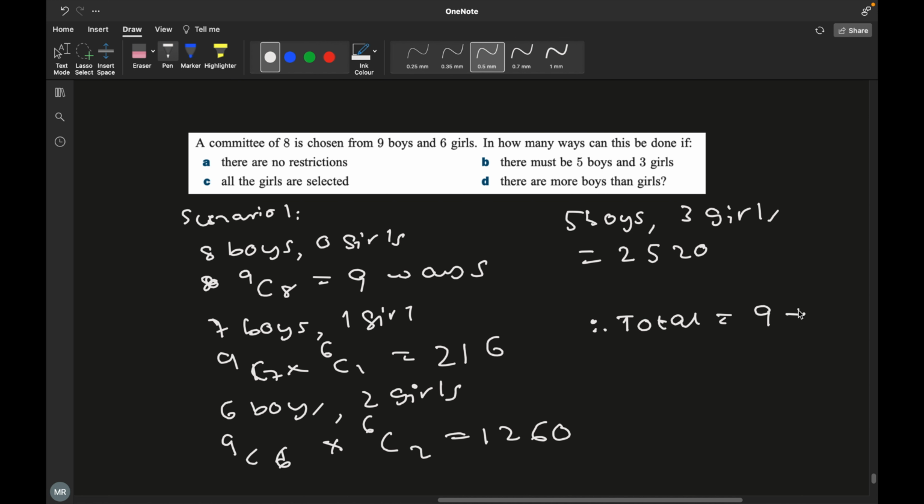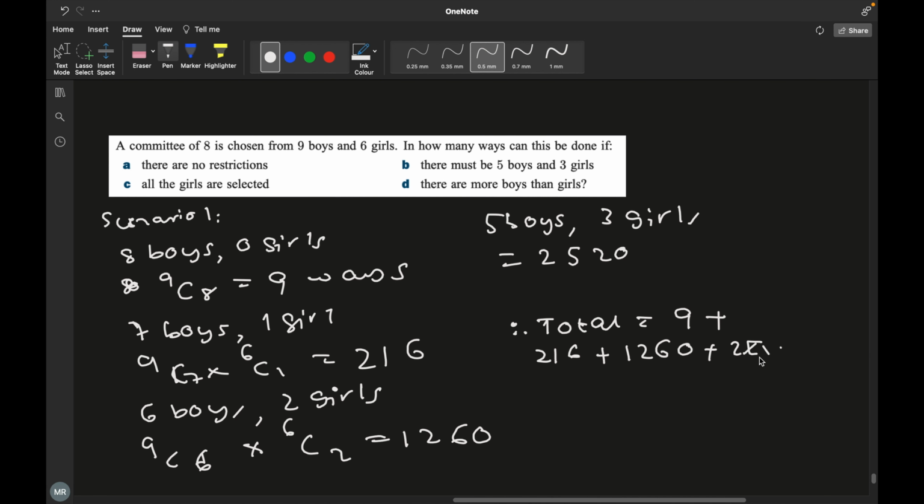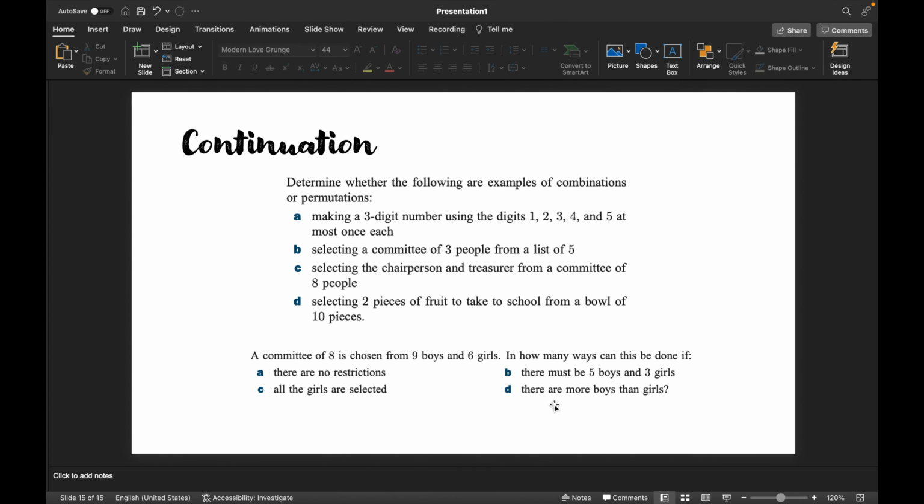Therefore, the total is 9 plus 216 plus 1260 plus 2520. Let's add this up. We get 4,005. This is the final answer. And now we're done with the questions I picked out for combinations.